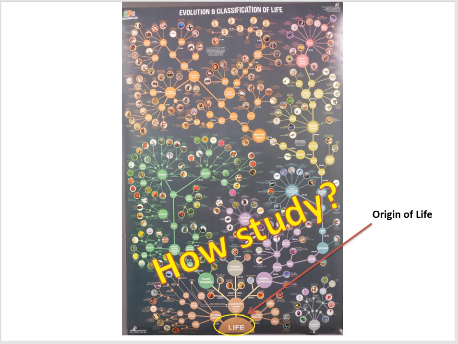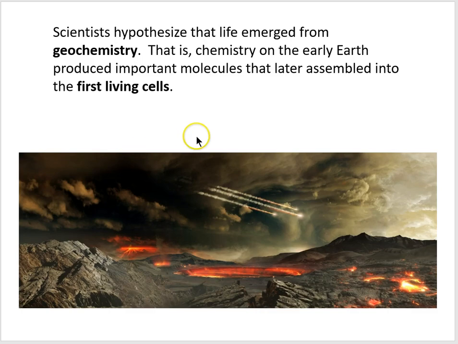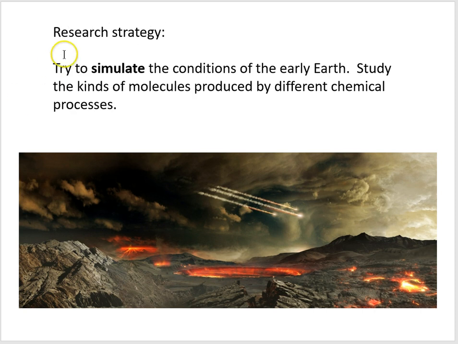Now, how does one study the origin of life? Well, it's helpful to consider the conditions on Earth when life might have arisen. We're talking about nearly 4 billion years ago, and what scientists think happened was that life emerged from geochemistry. That is, chemistry on the early Earth produced important molecules that later assembled into the first living cells. So this suggests a research strategy.